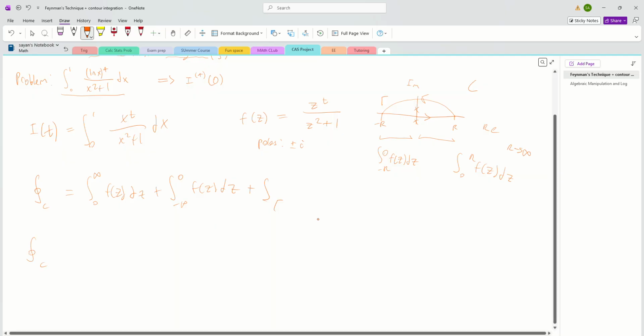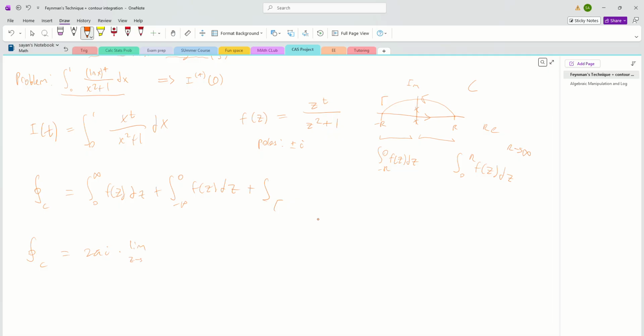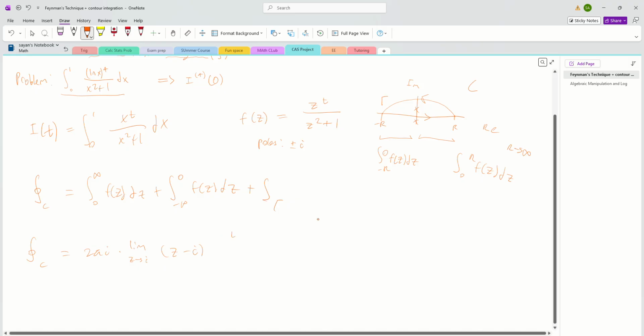So our contour C is going to be equal to 2 pi i times the limit as z approaches our pole i of z minus the pole i, and then we have f of z. So this.